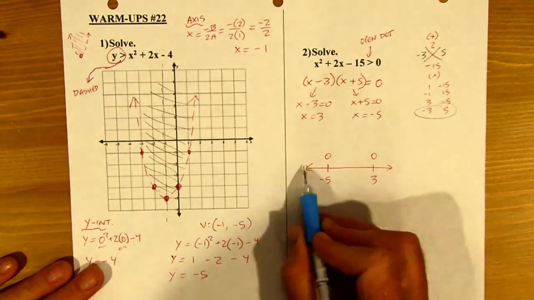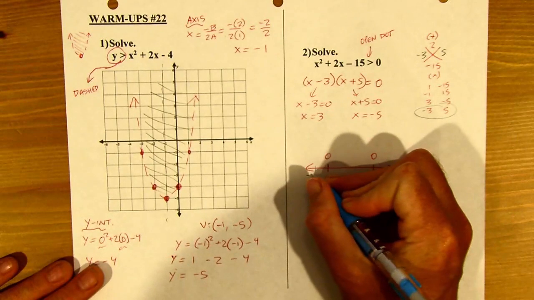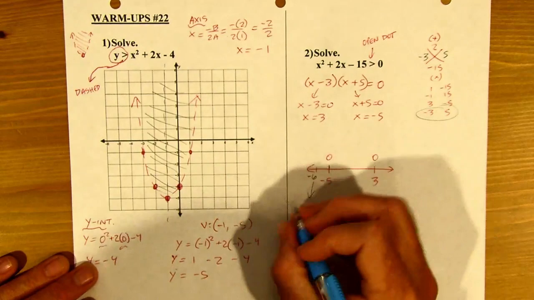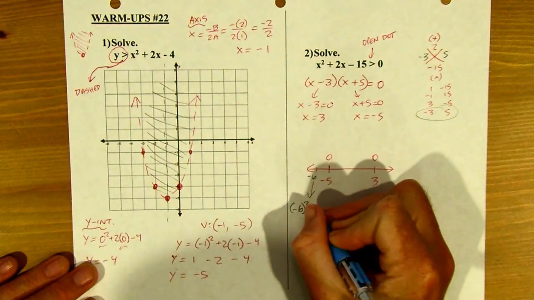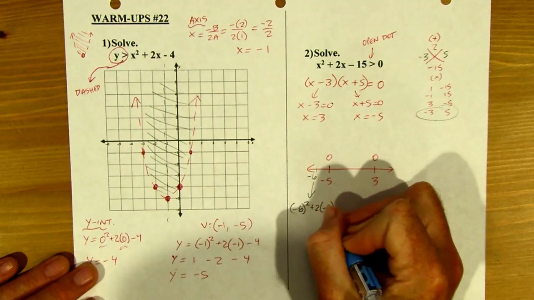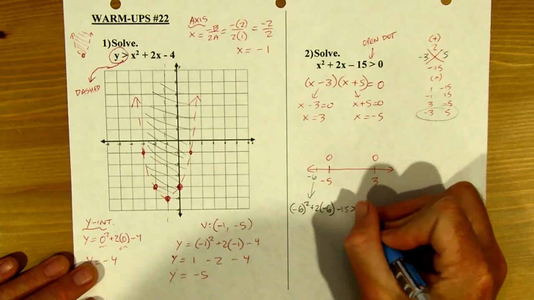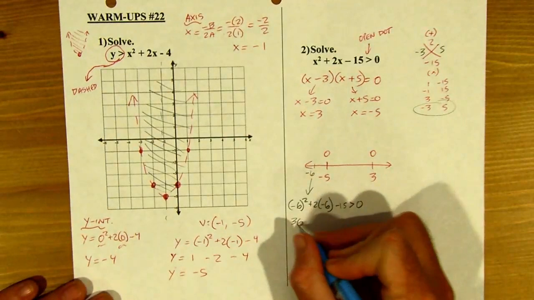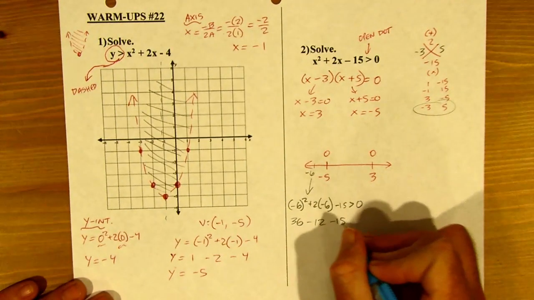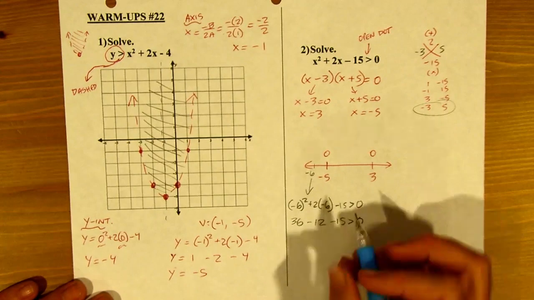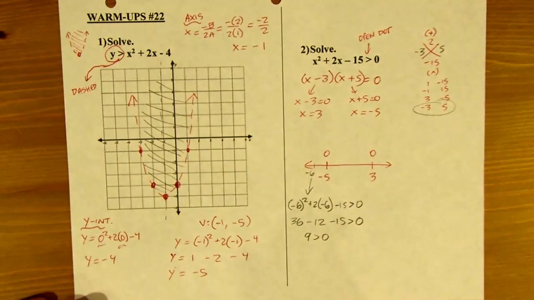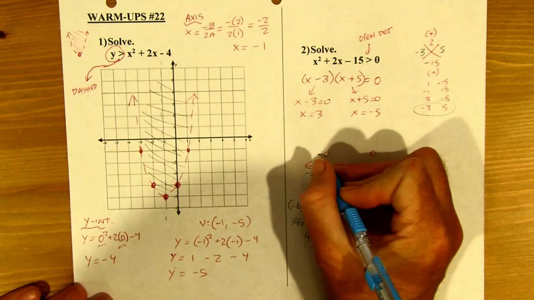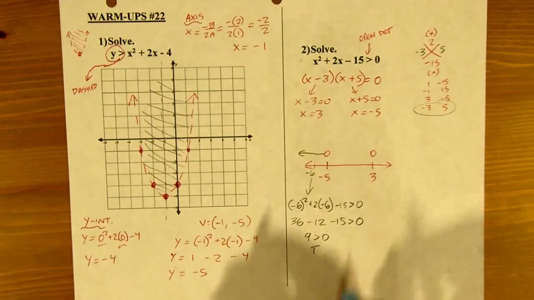So I'm going to pick a number in this region. I'm just going to pick the most convenient integer I can. I'll use negative 6, and I'm going to test that out in the original inequality. You could actually use the factored version if you wanted, but I'm using this one. I do have the inequality symbol in there. Negative 6 squared is 36. 2 times negative 6 is negative 12. When you add this all up, I get 9 is greater than 0. That is true. So that's telling me that this region on the left is a true part, so all of the points in that region should work. That's in the true zone.